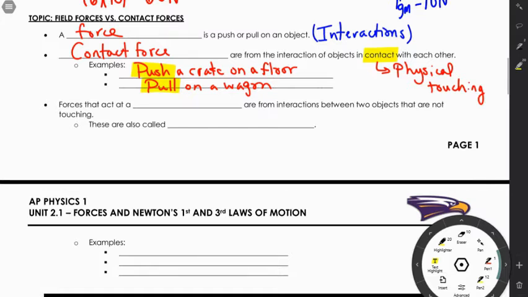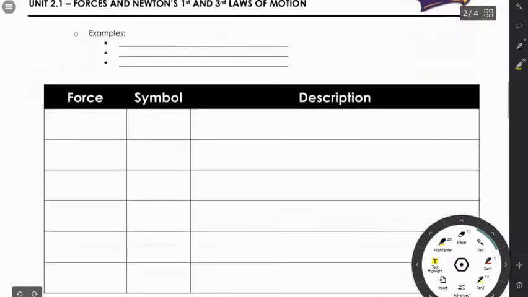Now, on the other hand, forces that act at a distance are from interactions between two objects that are not touching. These are what we call field forces, not force field, although it would be cool to have a force field. The important thing is that field forces come from when objects are not touching. And in physics, in the universe, there are three main field forces.